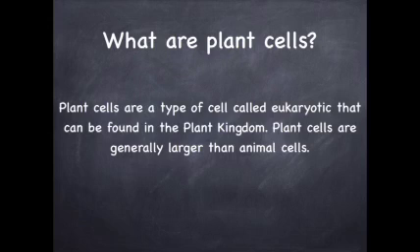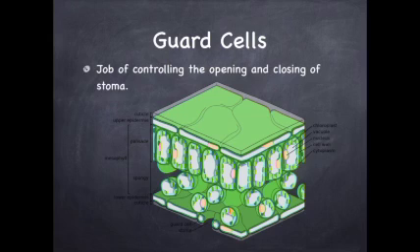What are plant cells? Plant cells are a type of cell called eukaryotic that can be found in the plant kingdom. Plant cells are generally larger than animal cells. Guard cells have an important job of controlling the opening and closing of stomata. When the plant gets filled with moisture, the guard cells become filled with fluid, causing the stomata to open.